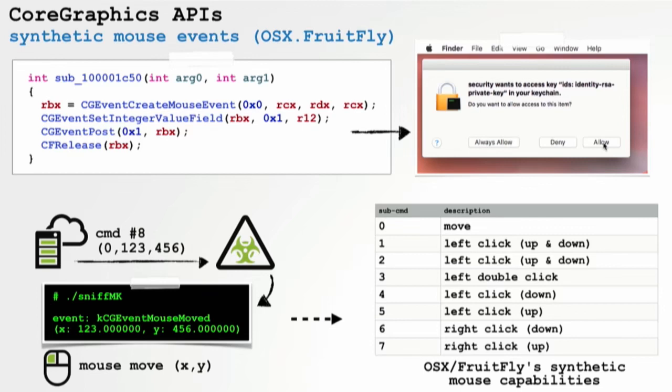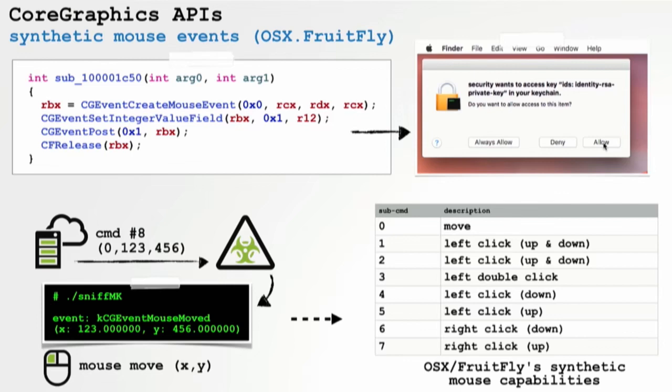So in the decompilation, we can see that it calls CGEventCreateMouseEvent, and then also CGEventPost. So this indicates or looks like this malware has the capability for generating synthetic events. So what I did was I created a custom command and control server that allowed me to task the malware. For command number 8, which was tied to what appeared to be the synthetic mouse events, I could task the malware and observe what it did. So this allowed me to map out the synthetic mouse capabilities of the malware.